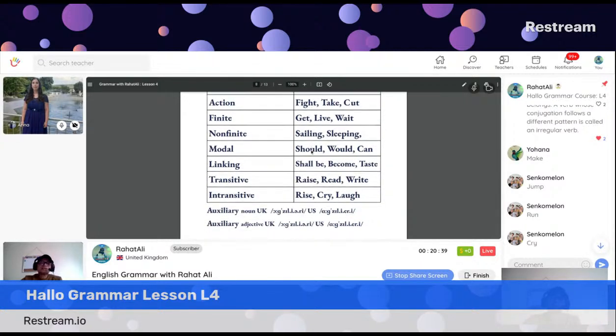Okay, so next and last one is transitive and intransitive. We've got 20 minutes more. That's fine. So what is a transitive verb?